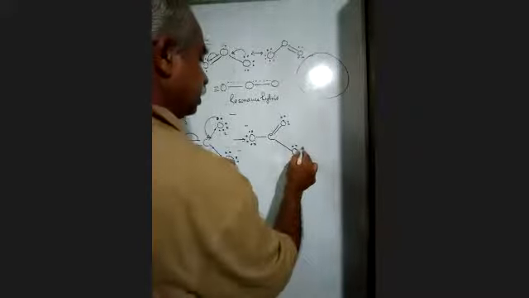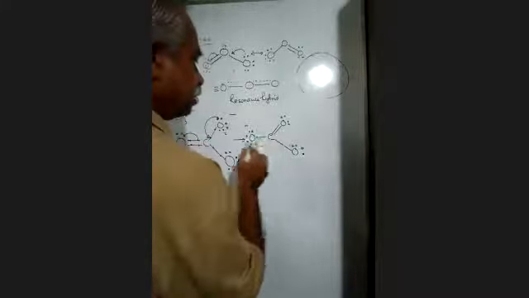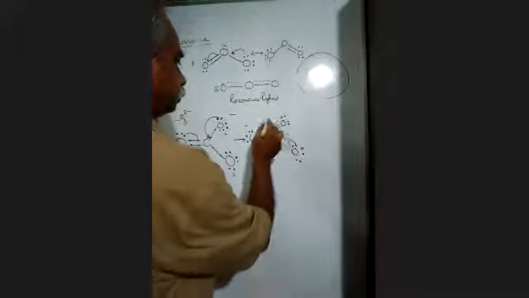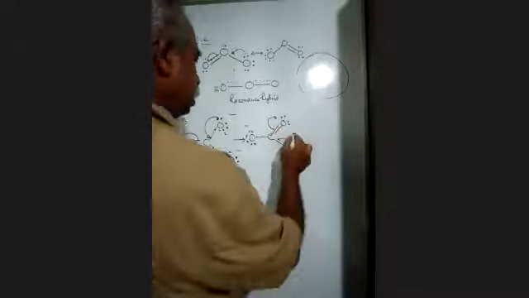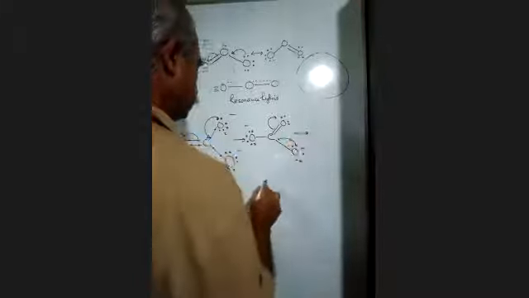Okay, now see here. The double bond was here. Now it has migrated here. Now what is going to happen? See here again. So you will get a structure.